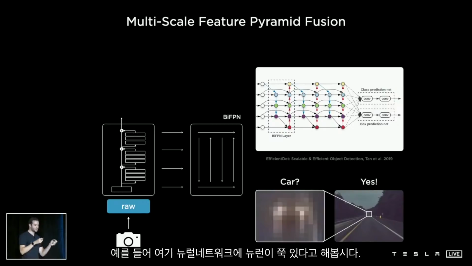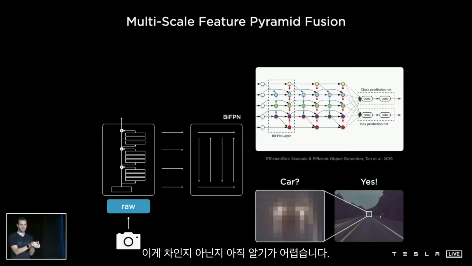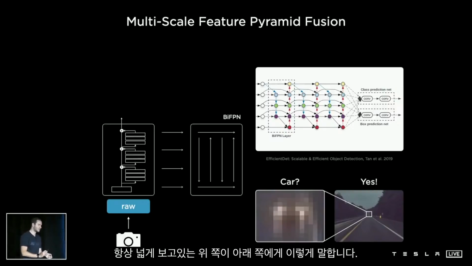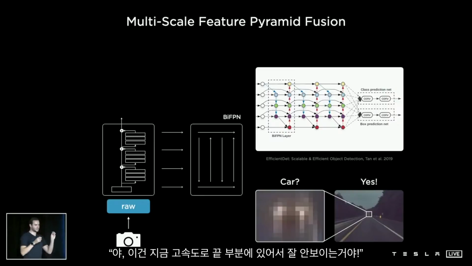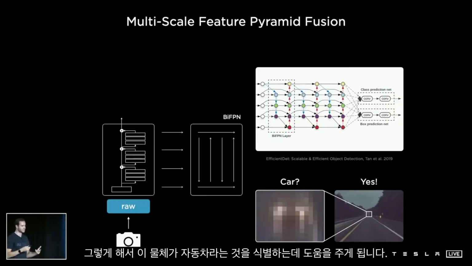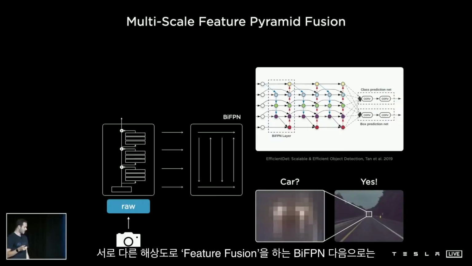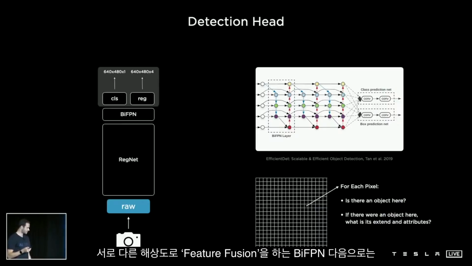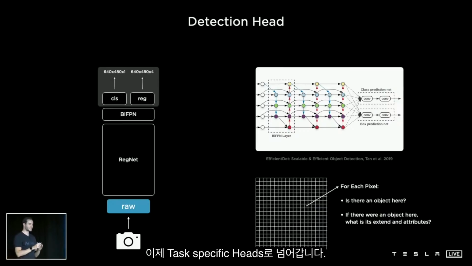So for example, if you're a neuron all the way down in the network and you're looking at a small patch and you're not sure if this is a car or not, it definitely helps to know from the top layers that, hey, you are actually in the vanishing point of this highway. And so that helps you disambiguate that this is probably a car. After a BiFPN and a feature fusion across scales, we then go into task-specific heads.